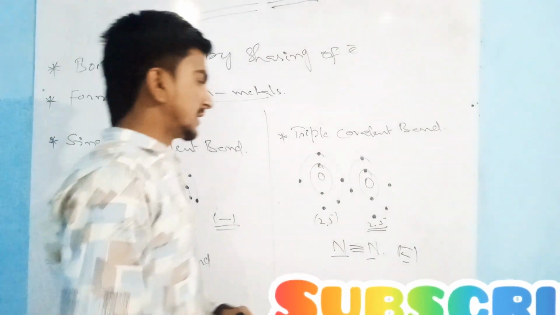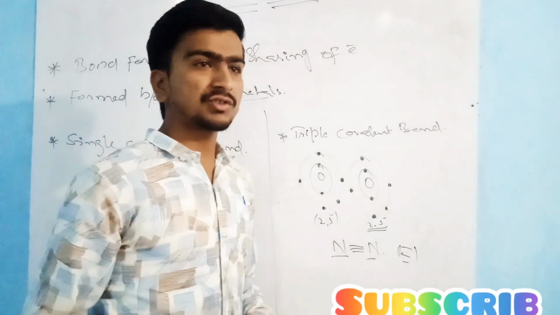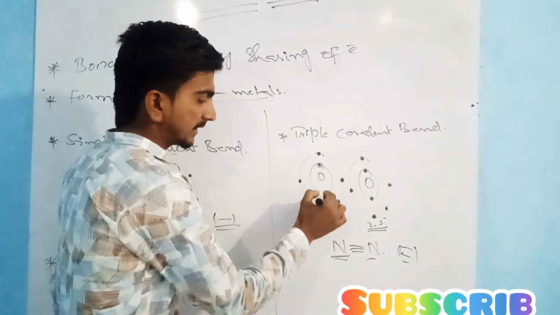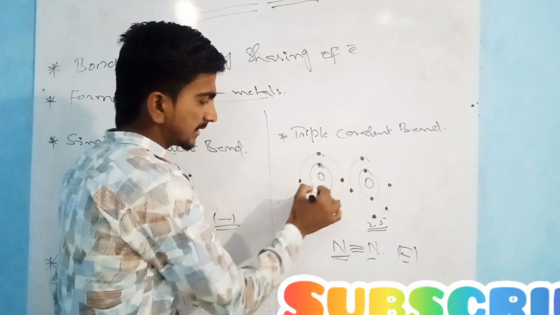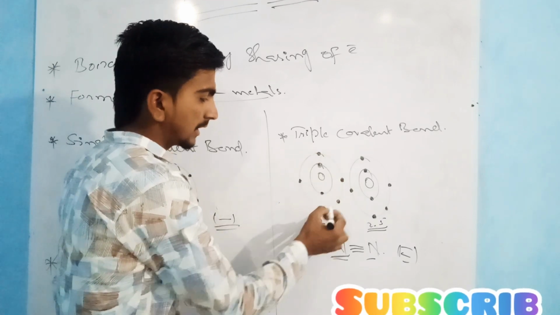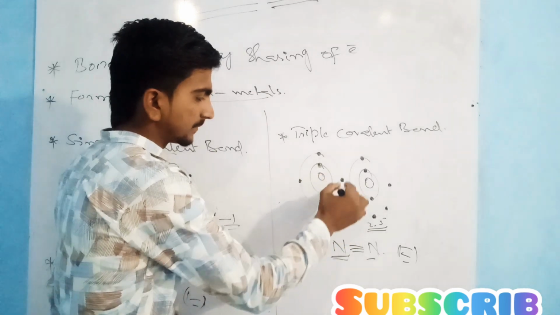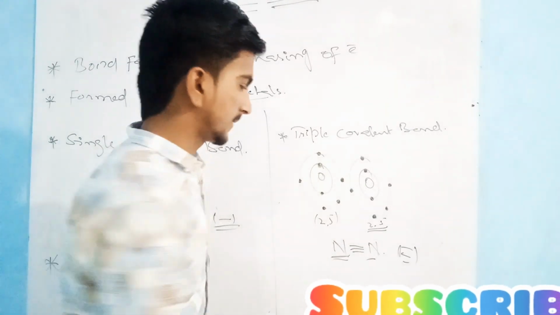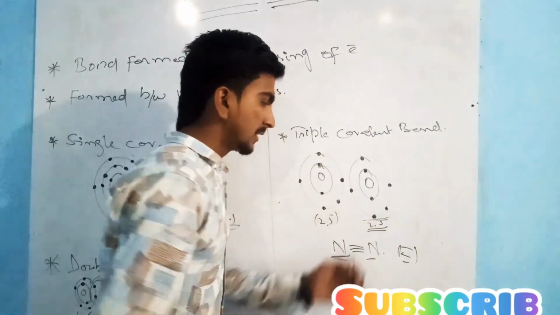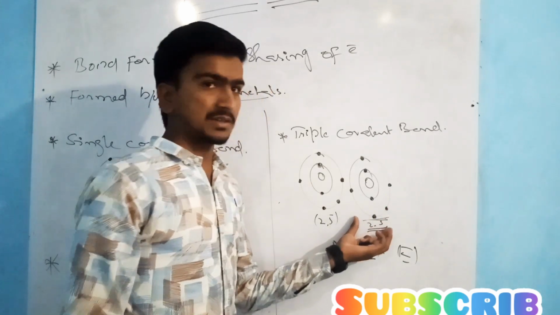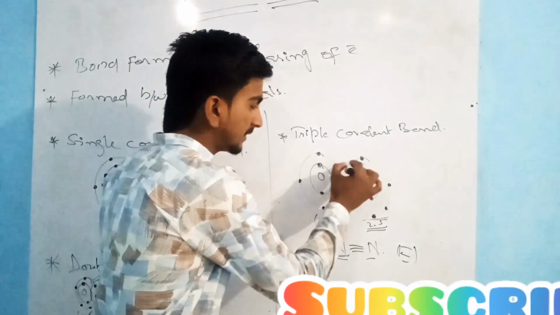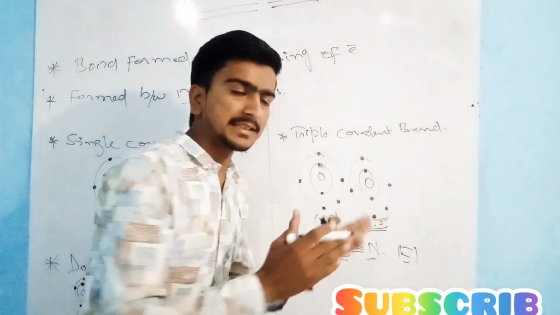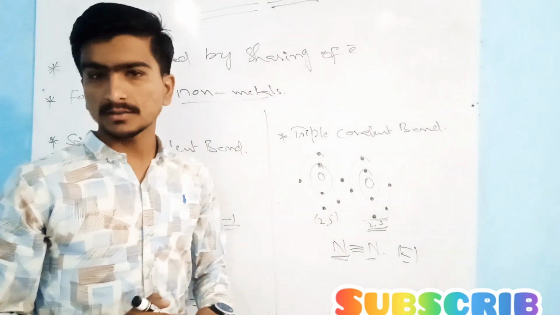Then the triple covalent bond. A triple covalent bond is formed by sharing of 3 pairs of electrons. Here nitrogen, if you see this structure, in its K shell there are 2 electrons, and in the L shell there are 5 electrons. It needs 3 electrons to complete its octet. There is also nitrogen, same here, 2 electrons and 5. It also needs 3 electrons to complete its octet. Here they will share equally, 3 electrons from this element and 3 electrons from this. It will be 3 pairs, then their octet will be completed.